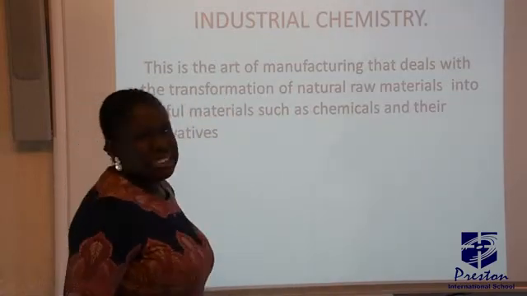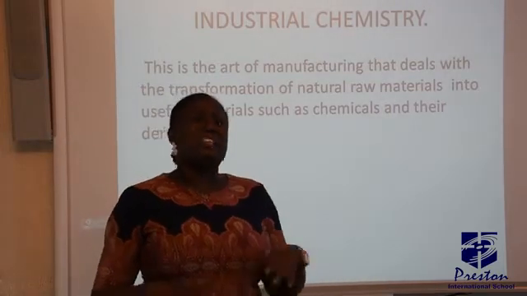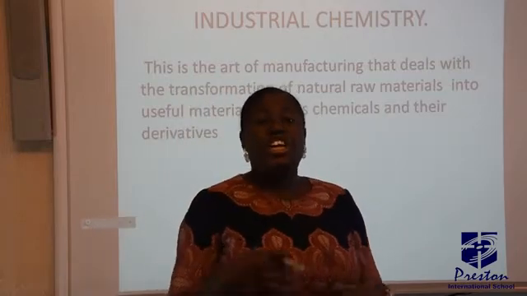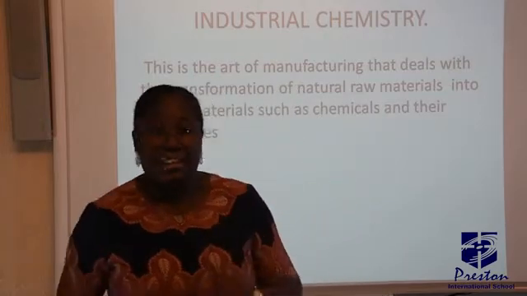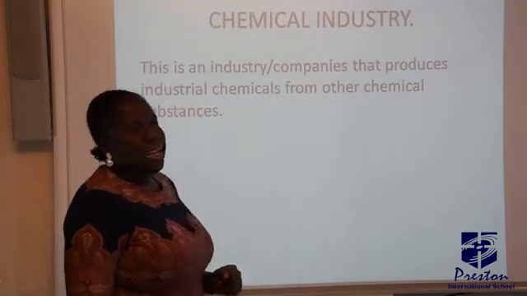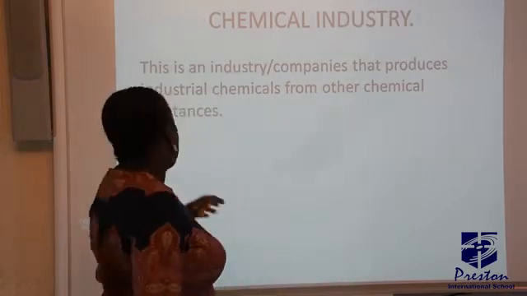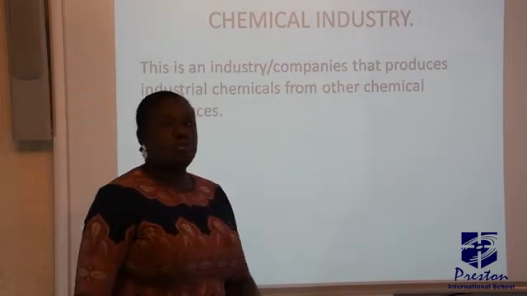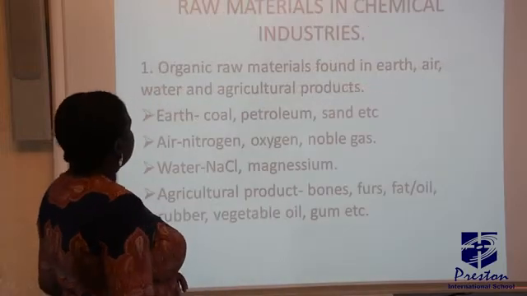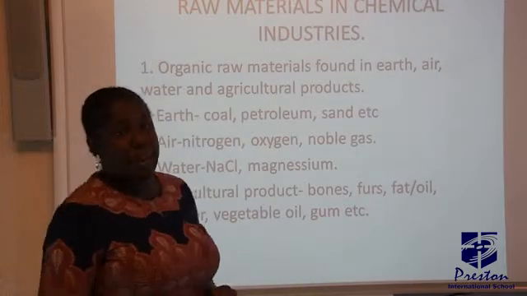Now, what is industrial chemistry? That's the art of manufacturing that deals with the transformation of natural raw materials into useful substances and other derivatives. What is a chemical industry? Now, this is an industry of companies that produces industrial chemicals from other chemical substances. What are the raw materials used in chemical industry?